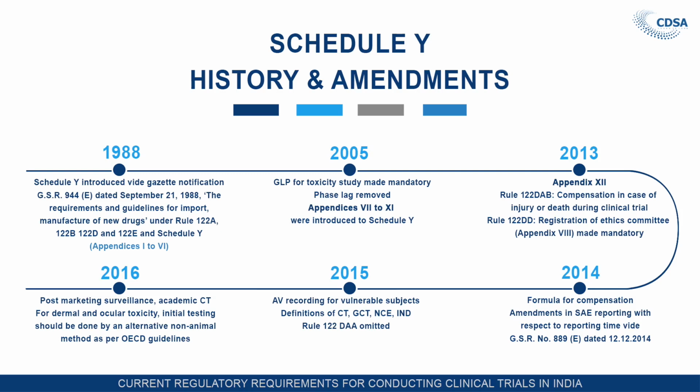For dermal and ocular toxicity, initial testing should be done by an alternative non-animal method as per OECD guidelines. This has been added, like the DRESS test and others, where there is an alternative method, the animal should not be used. So, this is about the Schedule Y history and its amendments.